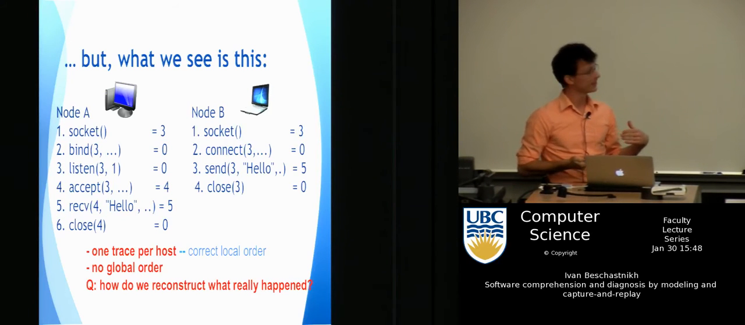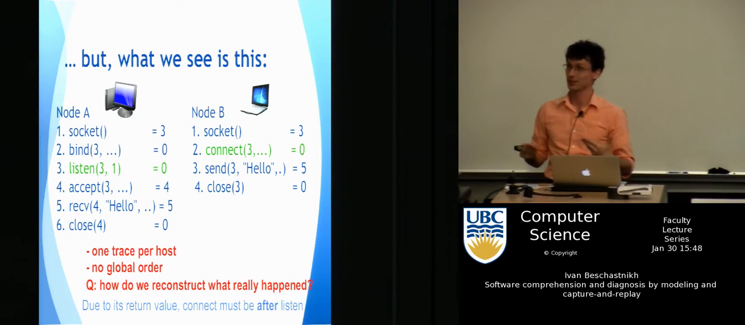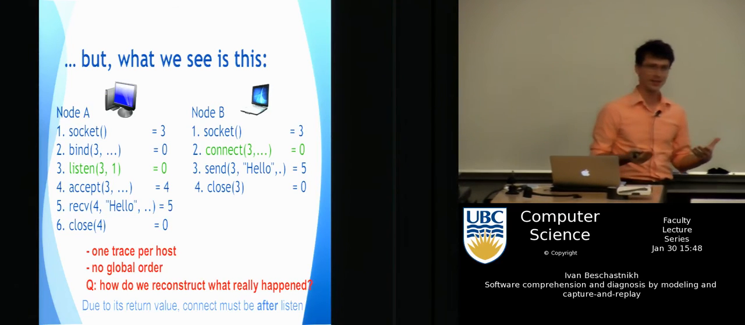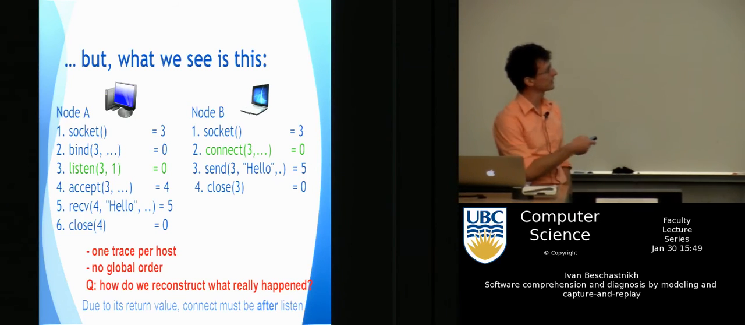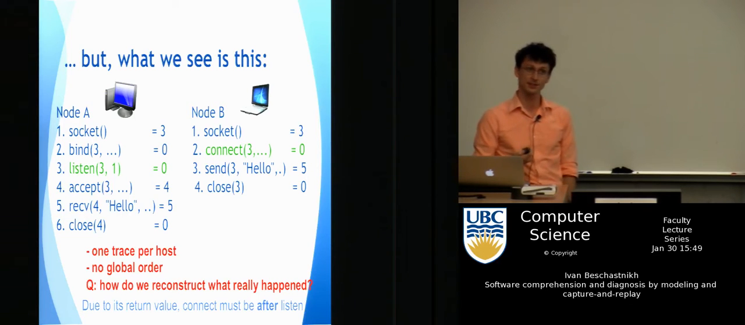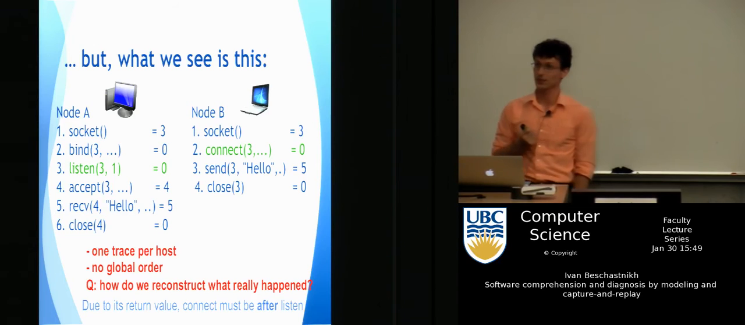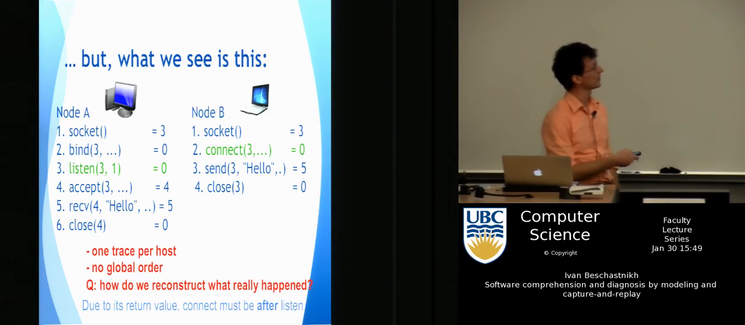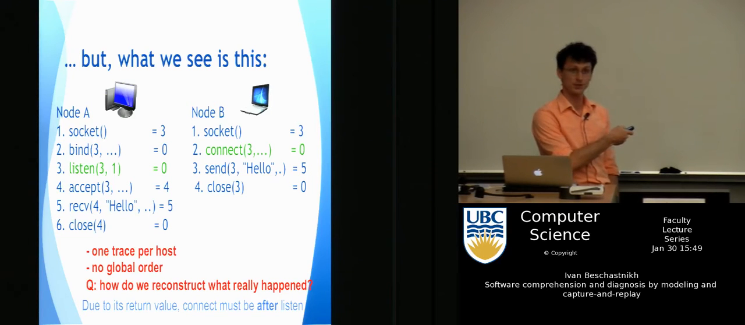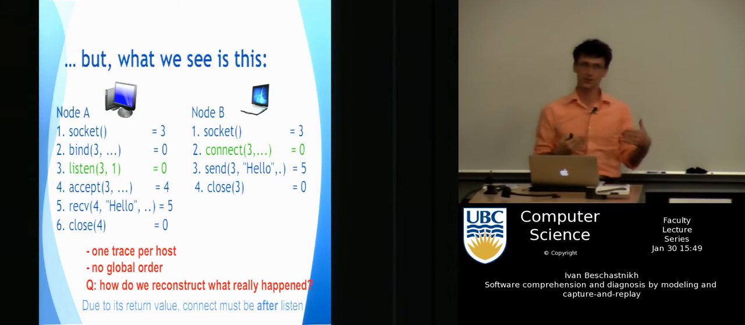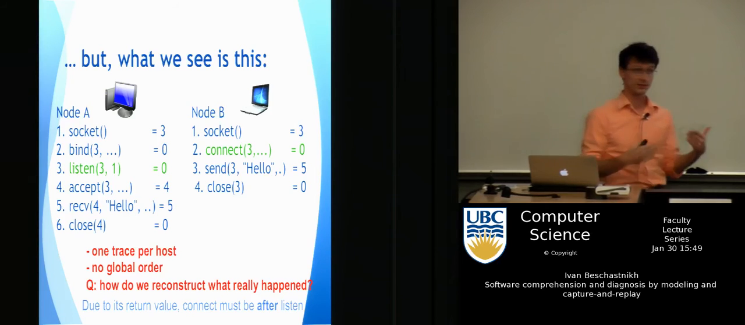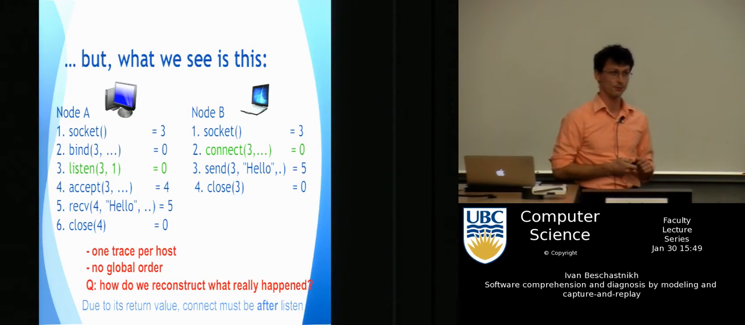The second hint is that we can actually use the semantics of the API. It turns out the POSIX API makes a bunch of requirements on the host. So if I make a connect and my connect returns a value of 0, which is success, it means that the other host was waiting for that connection. What it means is that if this other host is executing the sequence of events, then this listen, where this host is put into a state where it's accepting connections, must have occurred before this connect call. So that gives us another constraint that allows us to reason about the relative order of events between these two traces.